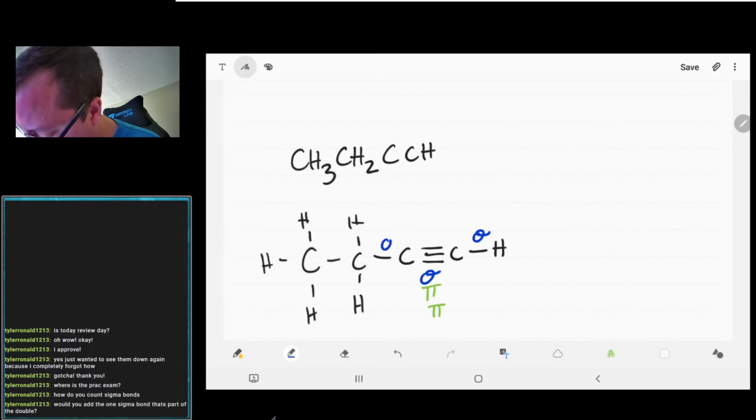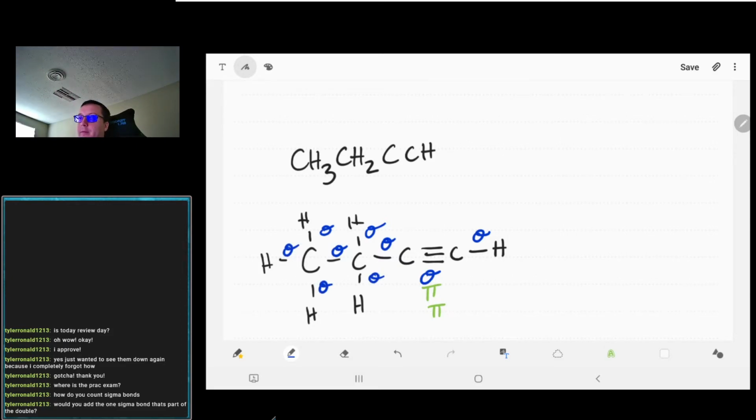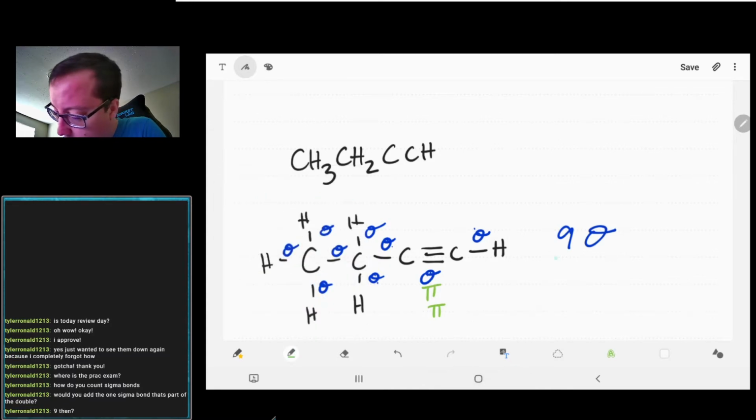That's a sigma, that's a sigma, that's a sigma, and so on. So yes, we will definitely include one of those in a multiple bond to be a sigma bond. So if we look at how many sigmas we've written out here, 1, 2, 3, 4, 5, 6, 7, 8, 9. We have 9 sigma bonds and 2 pi bonds in this, exactly. And so that would be answer C for this particular problem.